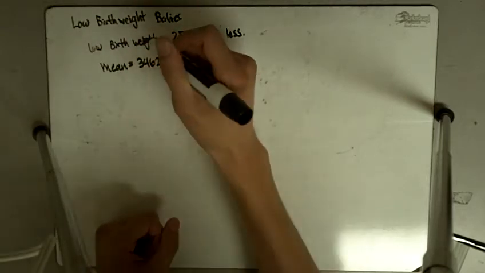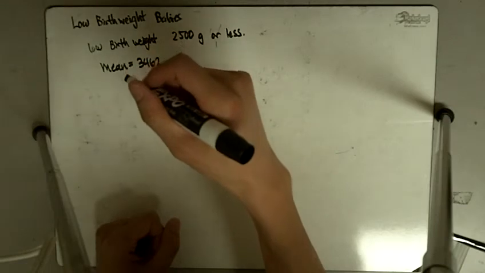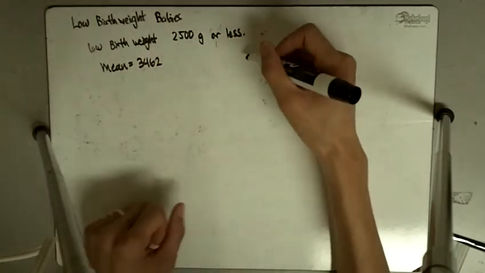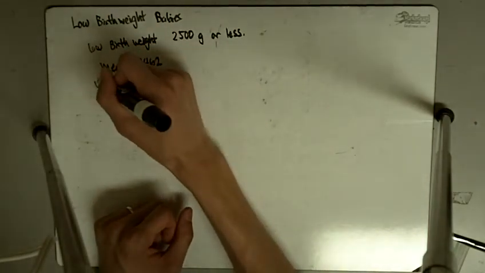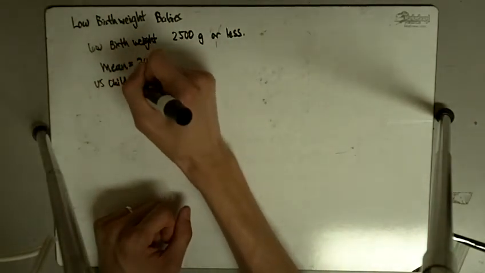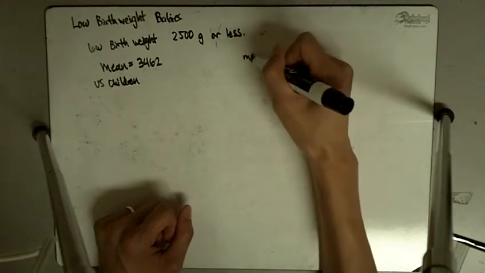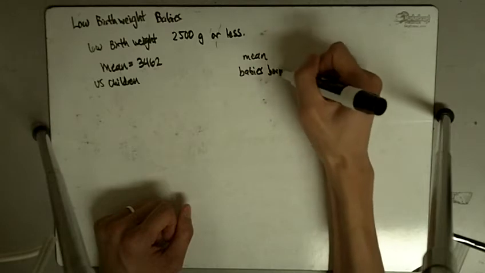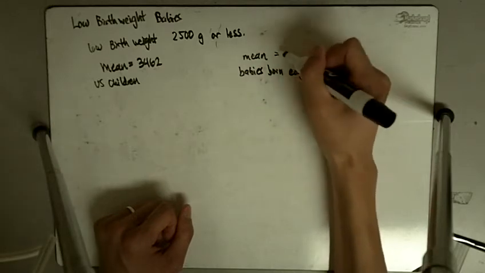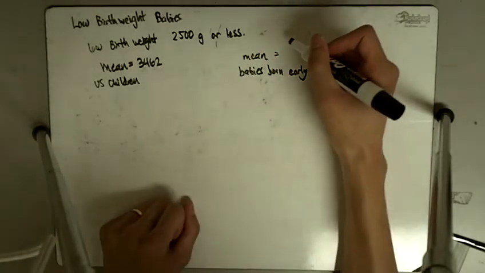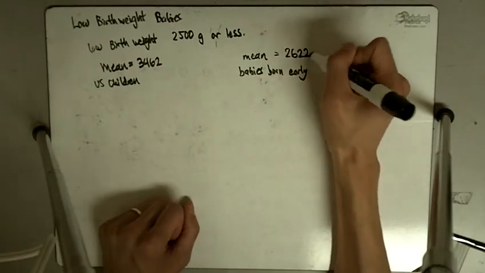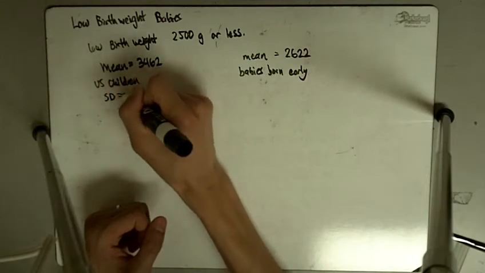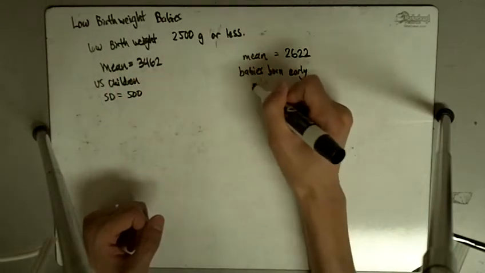And the standard deviation... The mean birth weight for babies born 1 month early, so this is US children, and this is for the mean weight for babies born early, is 2,622. So these are babies born 1 month early. The standard deviation for both groups is 500.